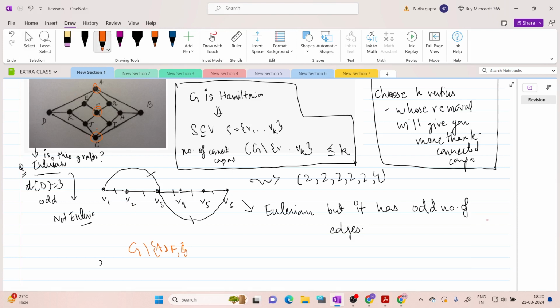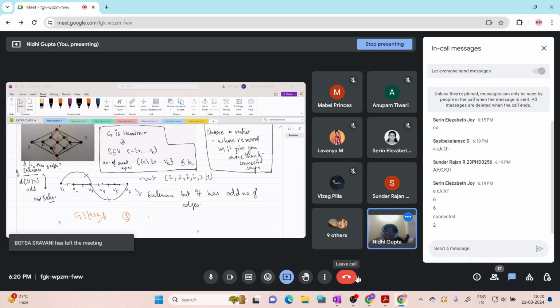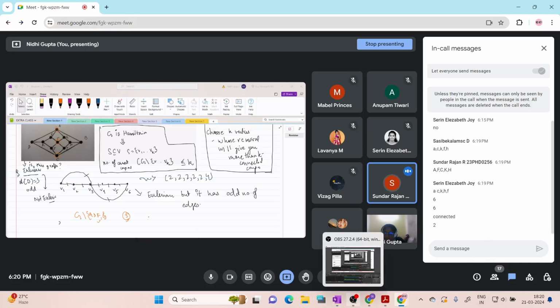So if we are removing A, F and C, we are getting two components. But then this set is not the right set, because we are removing three points but we are getting only two components. So this is not the correct set. So what additionally do we need to remove? K and H. Yes.